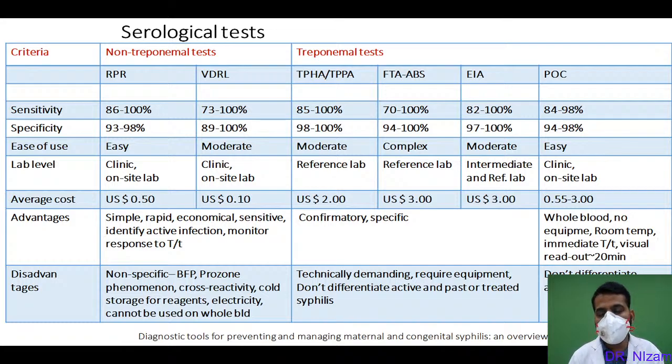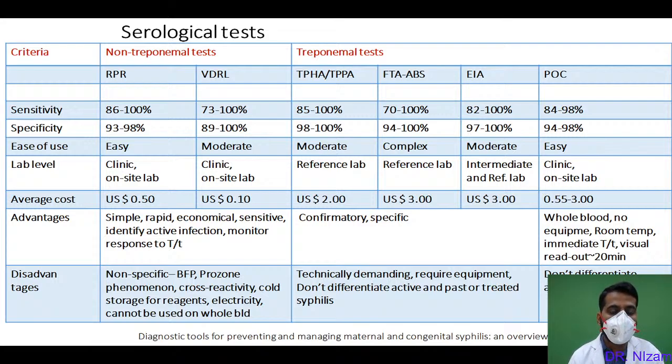Whereas the POC can also be used in the clinic or on site, since it is easy to use. The advantages of non-treponemal tests are that they are simple, rapid, economical, sensitive, identify active infection and monitor response to treatment. Treponemal tests are confirmatory and very specific, whereas for the point of care test, whole blood can be used, it can be kept at room temperature, immediate treatment can be started, and the visual result can be obtained within 20 minutes.